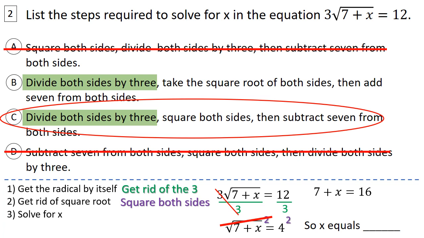And the multiple choice answer kind of gives away what we need to do. I got to get rid of that 7, so I'm adding that 7. I need to subtract 7 to make it go away. So that leaves us with x equals 9.